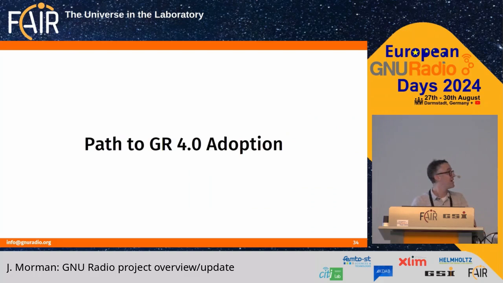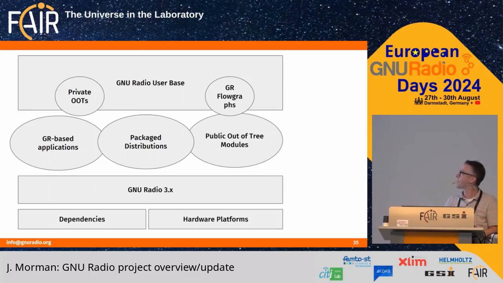So now, I think the broader question is, how do we get to 4.0 adoption? The 4.0 code base can sit there, and it can be used by FAIR, but how do we get this used more broadly by the community? And not just used, we want this to be a community-maintained project like GNU Radio is currently. We want that eventually to become GNU Radio. What is GNU Radio 4? Eventually, when you say GNU Radio, that's GNU Radio.